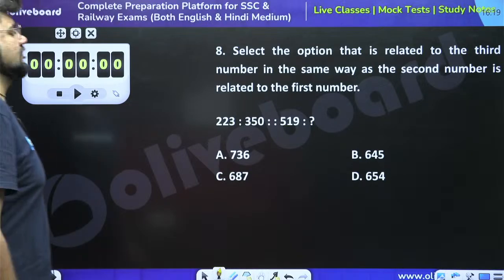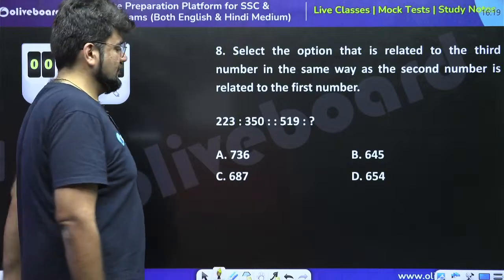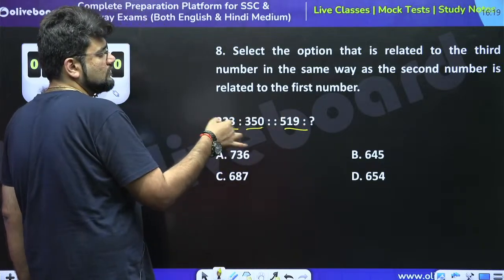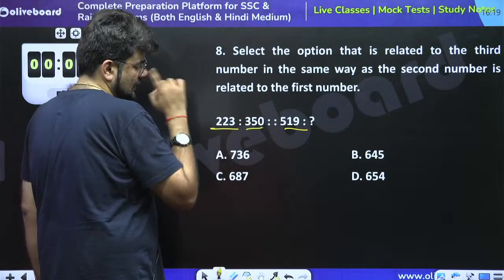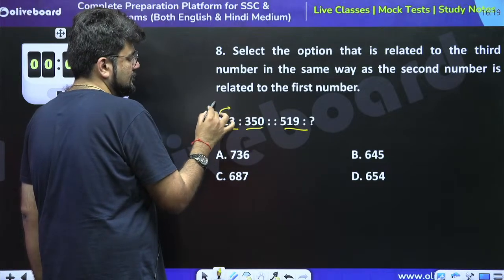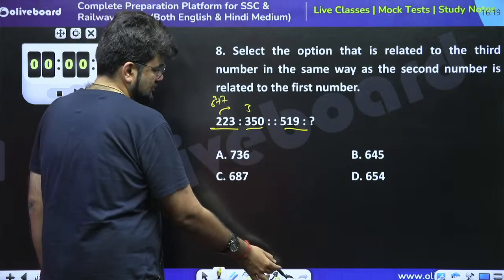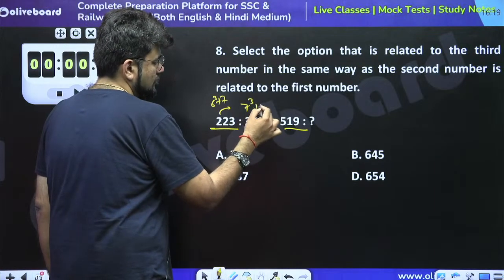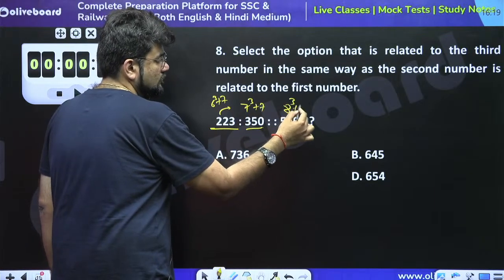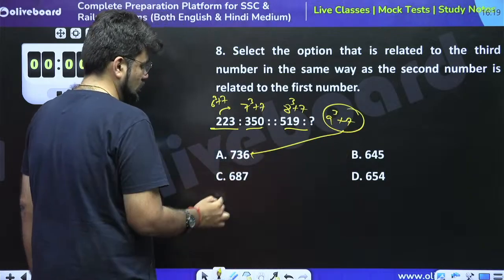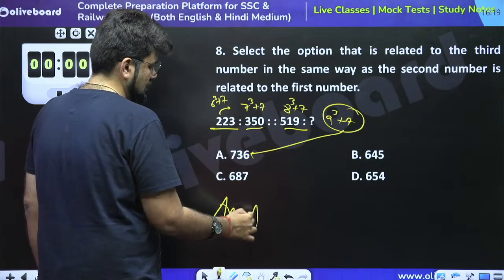See, if you know your cubes correctly, you will easily figure out 223, 350, 590. This is somewhere close to cubes. 6 cube, 7 cube, 8 cube. Just check what it is. 6 cube plus 7. And here this is 7 cube plus 7. This is 8 cube plus 7. So definitely the next has to be 9 cube plus 7. 729 plus 7 is 736. So option A is the right answer.